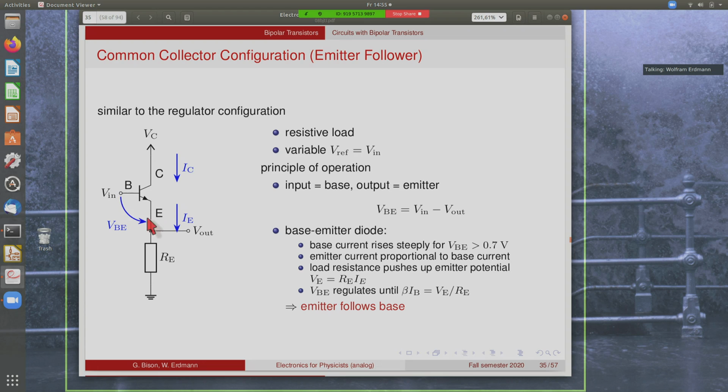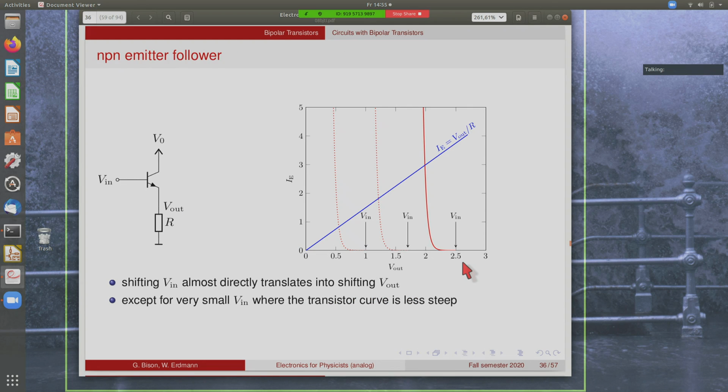So the base emitter diode regulates this current until we have the configuration where the collector current is the output voltage divided by the emitter resistance. So this means that the emitter, or the output, will always follow the base, right? With this difference of 0.7 volts, and that's why this circuit is called the emitter follower, because the emitter follows the base. Let's see what this is in terms of IV curves.